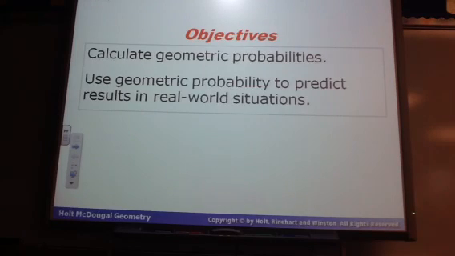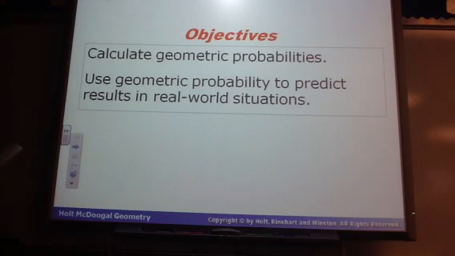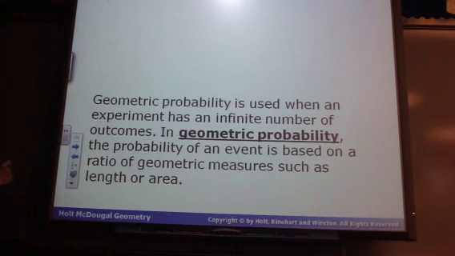Okay, class, this is the last section of Unit 10. This is 10-6, and we're going to talk about geometric probability. We're going to learn to calculate the geometric probabilities and use geometric probability to predict results in real-world situations. And we've already been applying a little bit of this in class already.